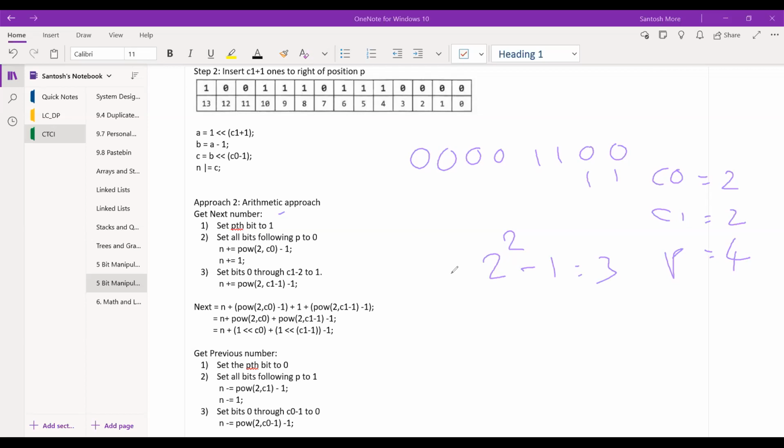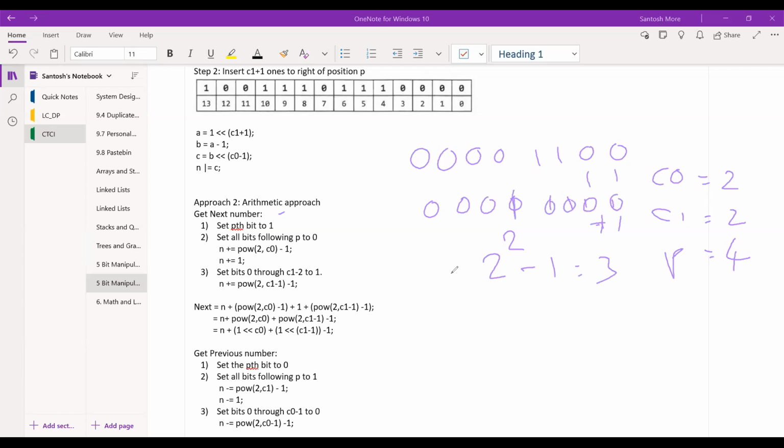If I add 3, what I'm going to get here is 0, 0, 0, 0, 0, and all 1, 1, 1, 1, right? So I'm getting 1 here. And then if I add 1 to this number, this will be 0, this will be 0, this will be 0, this will be 0, and this will be 1.